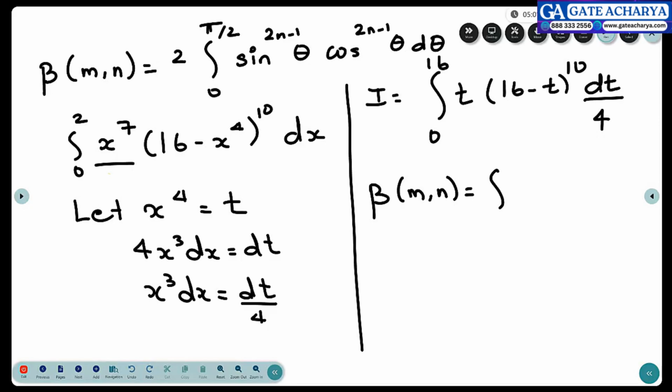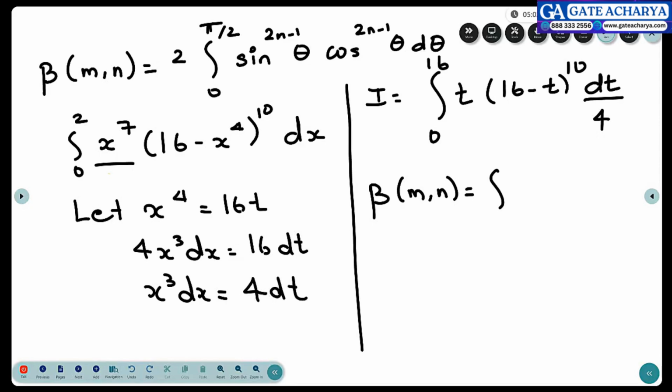Okay, so this is not 0 to 1. How to do that? Let's do one thing. Let's change the substitution. x raised to 4, let's write it down as 16t. So 4x cube dx is equal to 16 dt. So what will happen? Dividing by 4, I will get 4 dt.